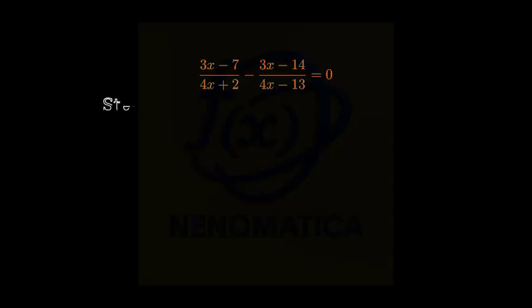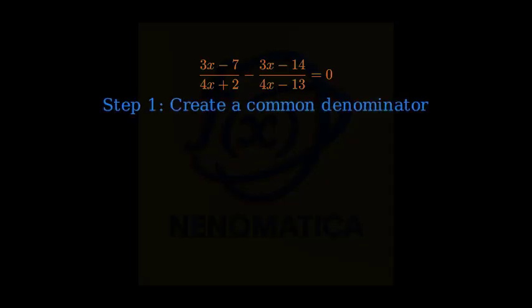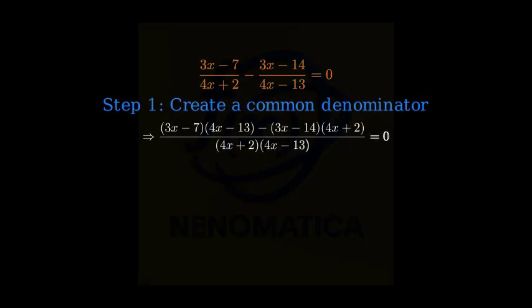Let's follow the algorithm shown in our reference. The first step is to create a common denominator by multiplying the numerator and denominator of each fraction by the denominator of the other fraction. This gives us the expression shown here. A fraction equals 0 only if its numerator equals 0, while the denominator is not 0. Therefore, we can say that the numerator equals 0.